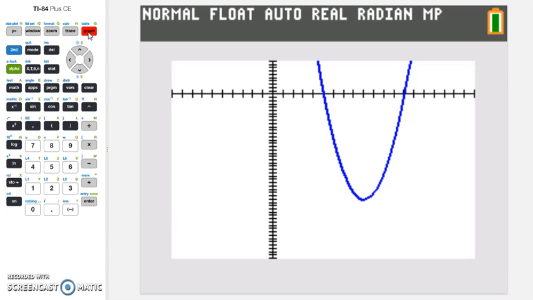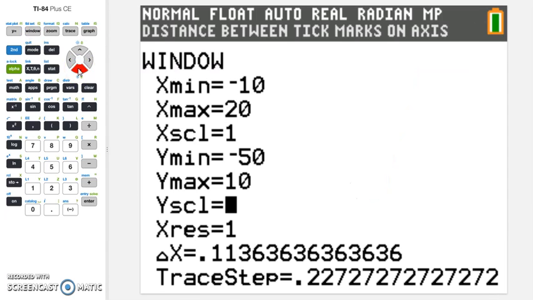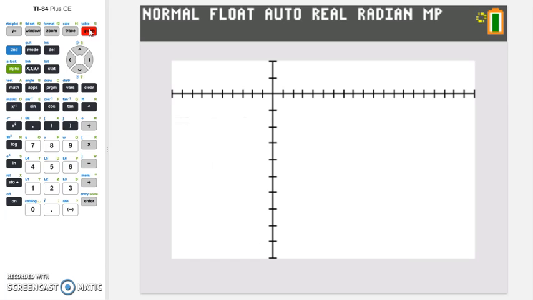Notice that there are a ton of tick marks on my y-axis. So if I go back to window and go to y-scale, since it's the y-axis, I could change the y-scale to 5, so it's going by 5s, each tick mark. Or I could change it to 10, so I'm going by 10s. I'm going to change it by 5s. That means that my tick marks will go by increments of 5. And that way, my y-axis looks a little less busy.